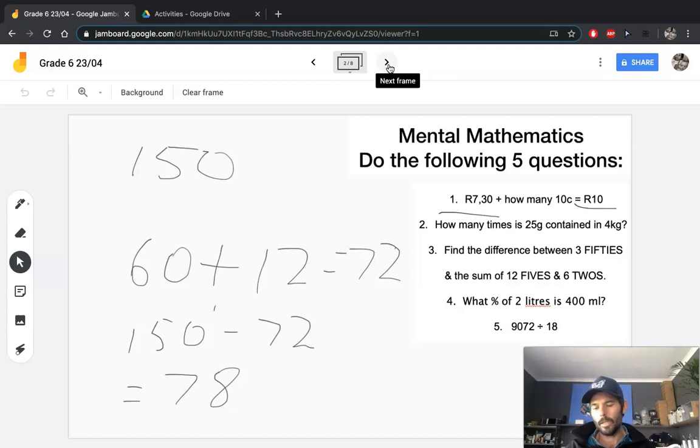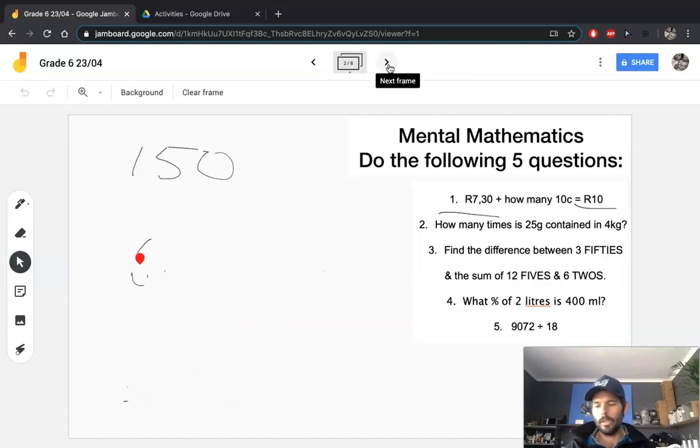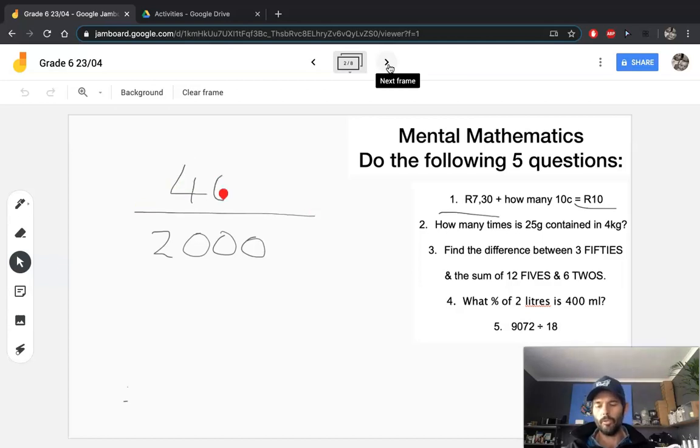Okay, then just the percentage question for number 4, and that is what percentage of 2 liters is 400 milliliters. Okay, so again, we need to have both quantities in the same unit. So 2 liters is 2,000 milliliters. And again, there are 1,000 milliliters in a liter. So 2,000 in 2 liters. And we want to know what percentage is 400 out of 2,000.